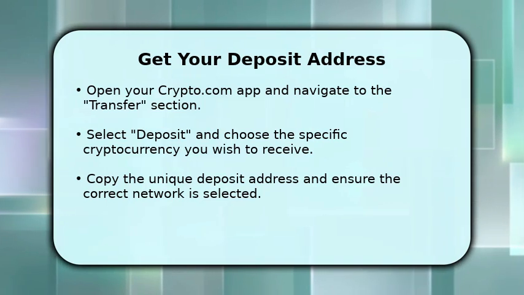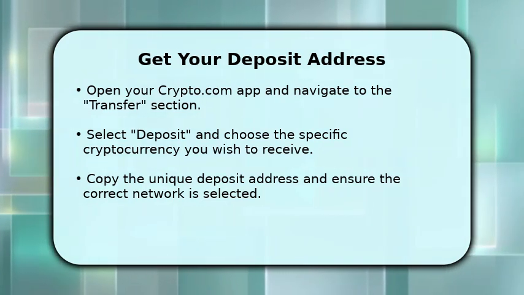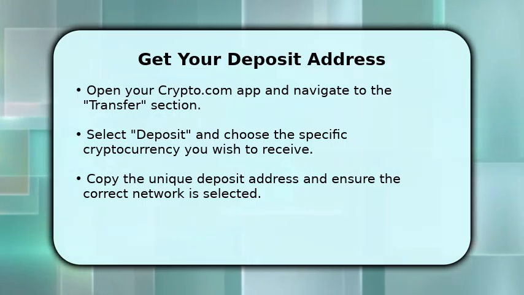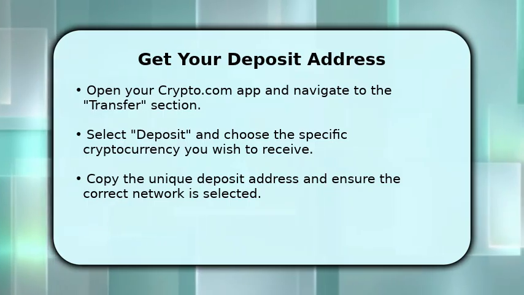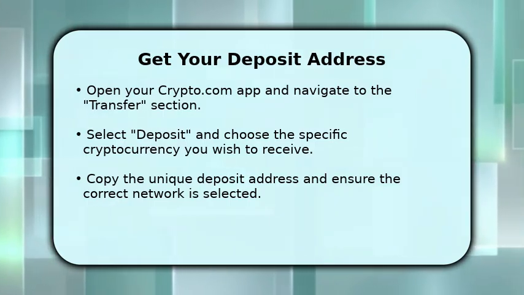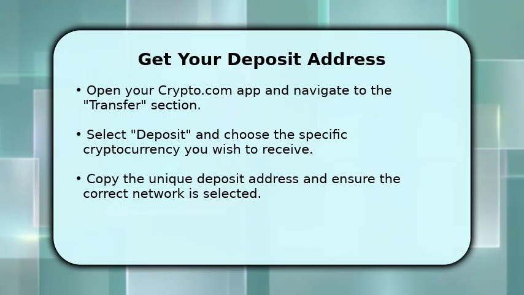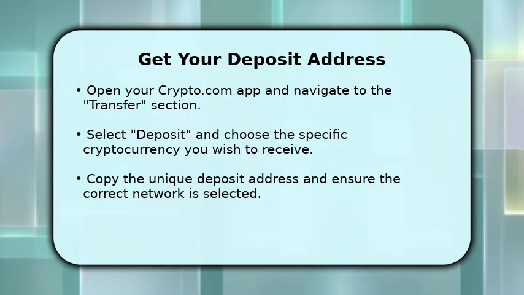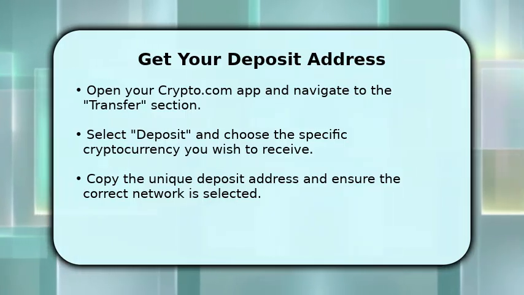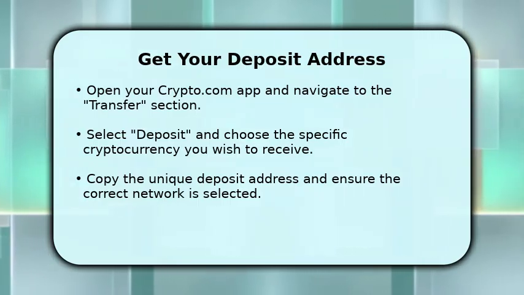First, let's prepare your crypto.com account to receive funds. Open your crypto.com application and tap on the transfer button. From there, select deposit and then choose the exact cryptocurrency you intend to transfer, like Bitcoin or Ethereum. It's crucial to copy the unique deposit address provided and verify that you've selected the correct network, such as ERC20 for Ethereum, to avoid any issues.